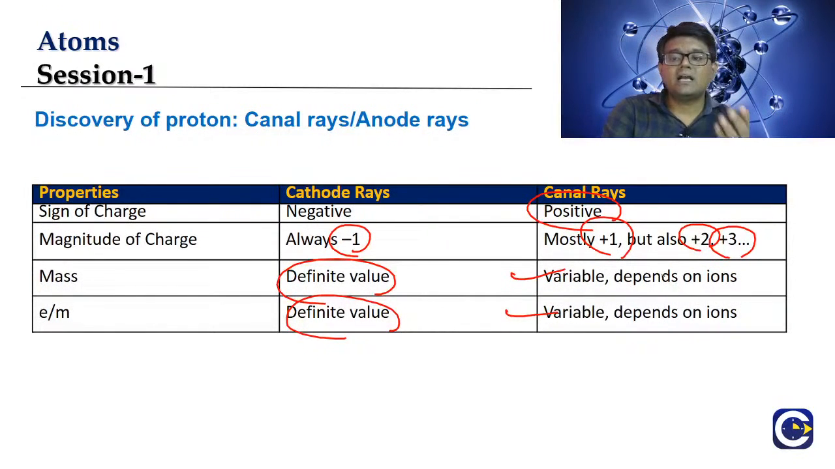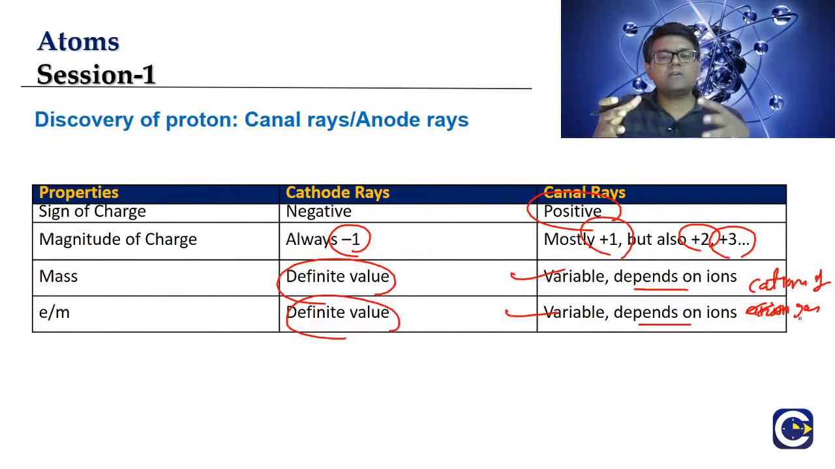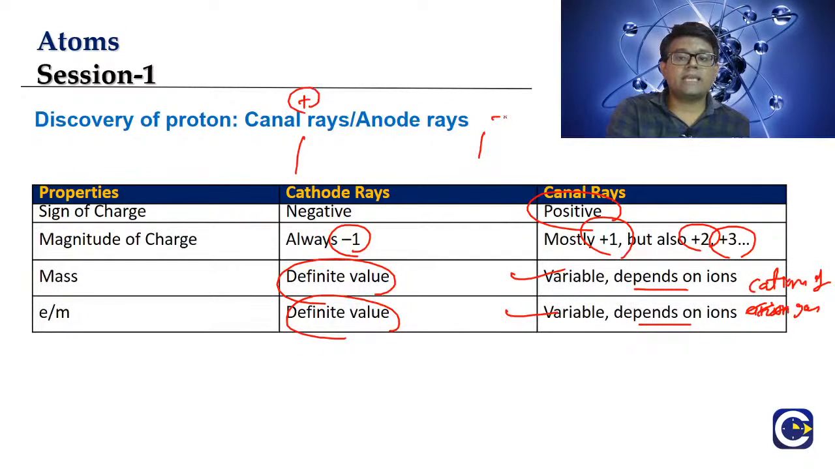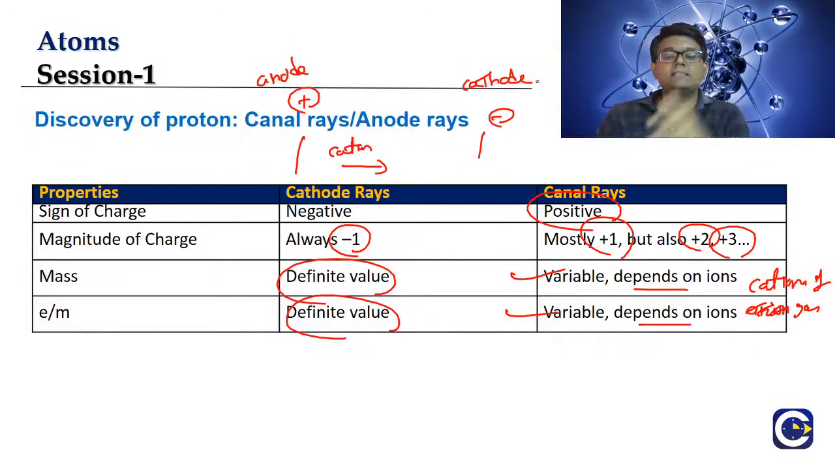Why? Because the canal rays are nothing but the cations of the gas atoms. Once an atom has lost an electron, the remaining part is a cation. How is the cation going to move? If you have an anode here and a cathode, cations are positively charged, so they will move away from the anode and towards the cathode. That is why the name anode rays is given to them.